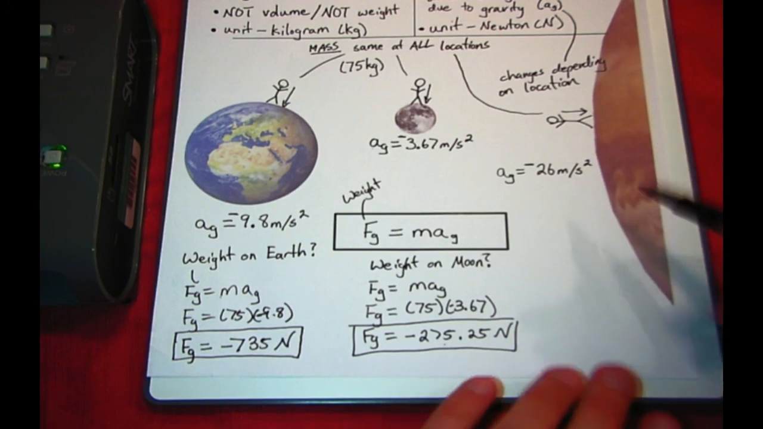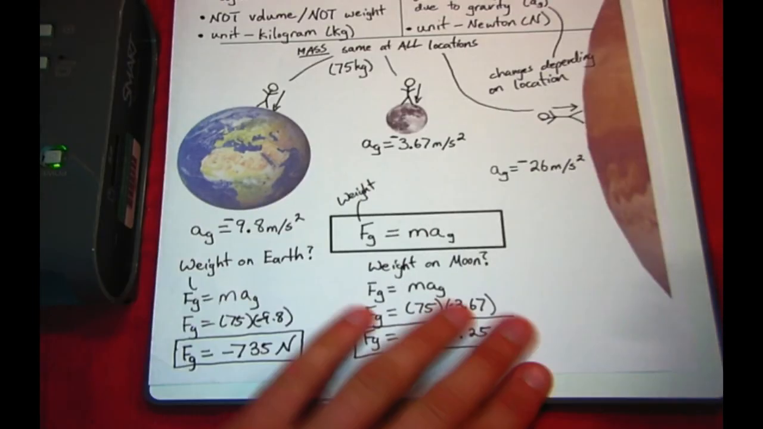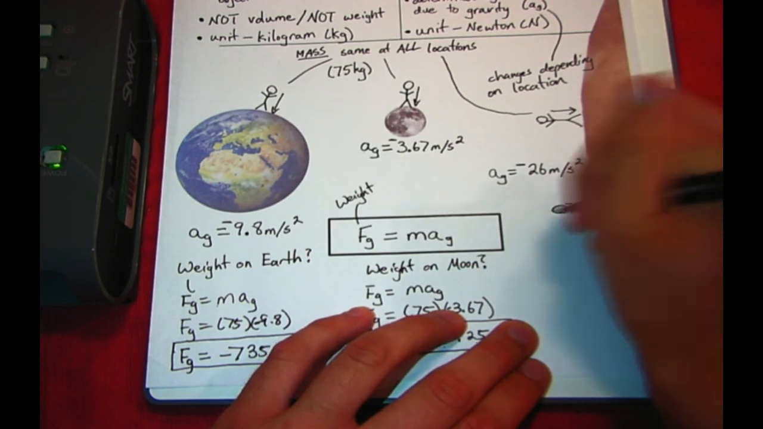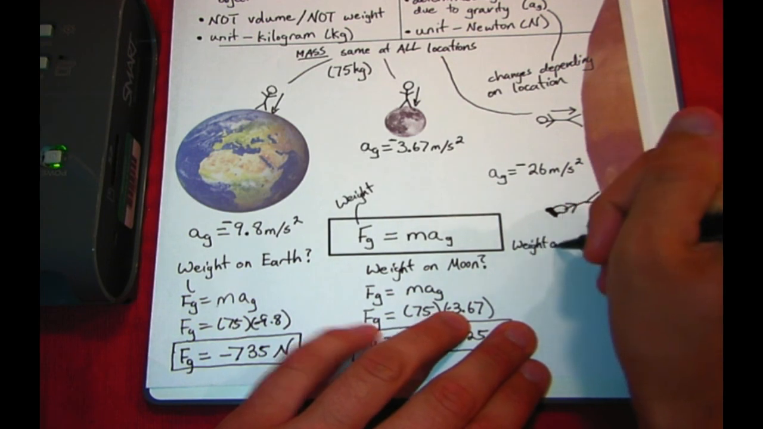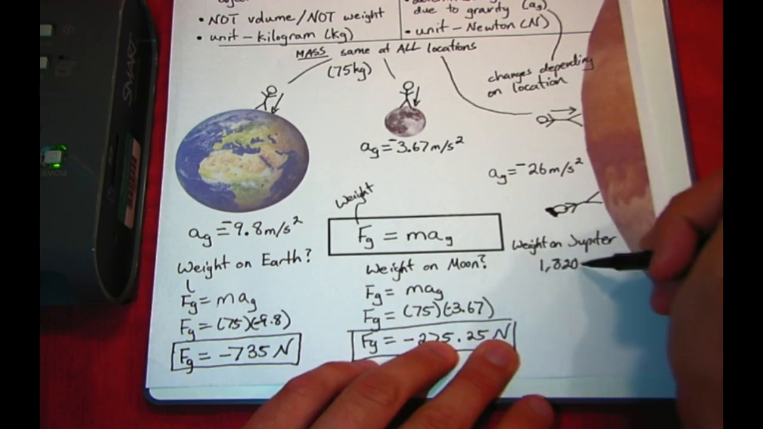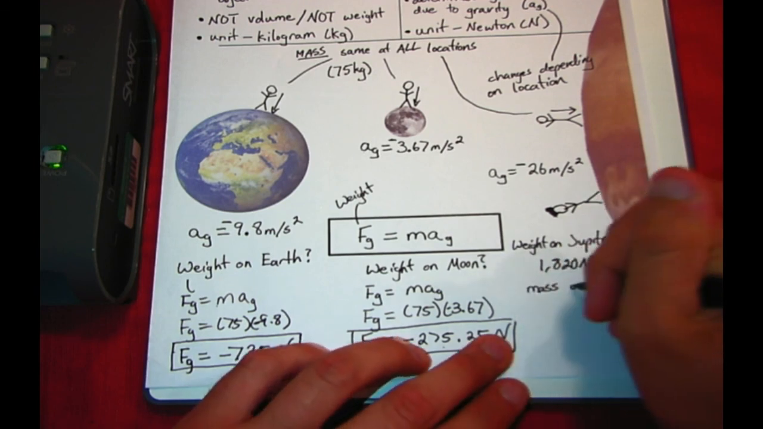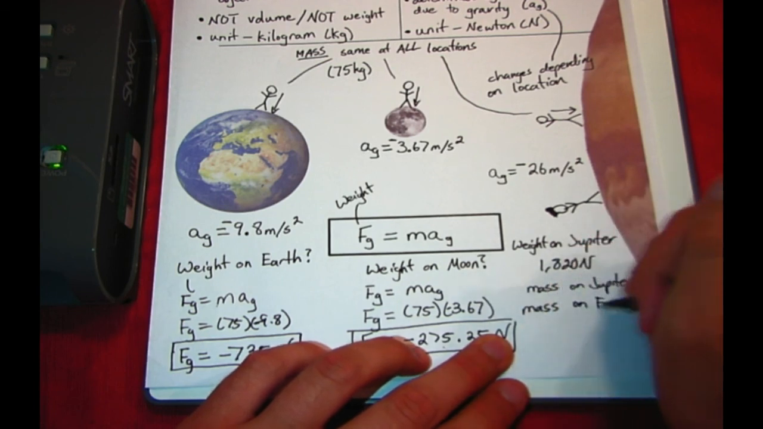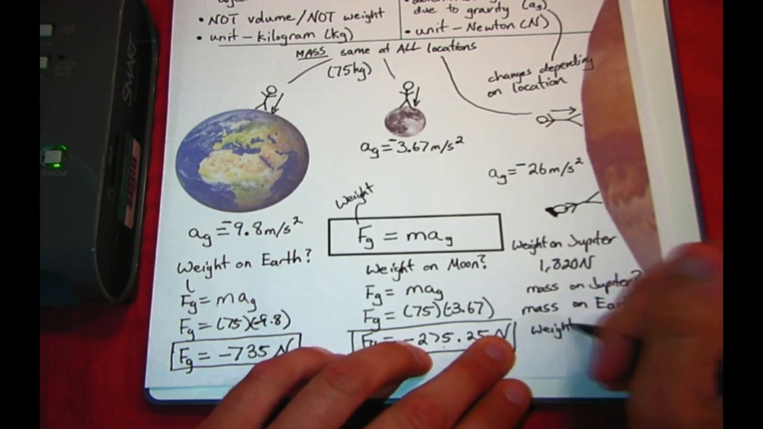Right, so I'm going to give you guys a planet for you to work on your own. And you could work on it on this page because you're probably not going to have enough room. But I'm going to set it up here. And let's say we have a different person on Jupiter. And this person's weight on Jupiter is, let's say, 1,820 newtons. I want you guys to find his mass on Jupiter. What's his mass on Jupiter? I want you guys to find his mass on Earth. And finally, his weight on Earth.